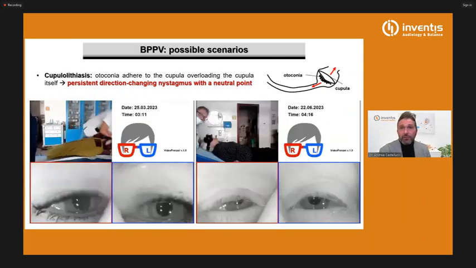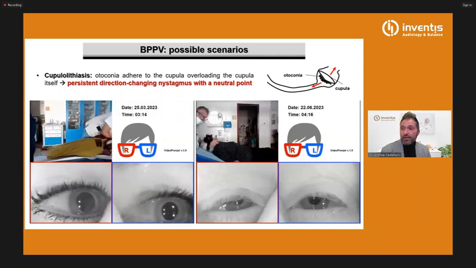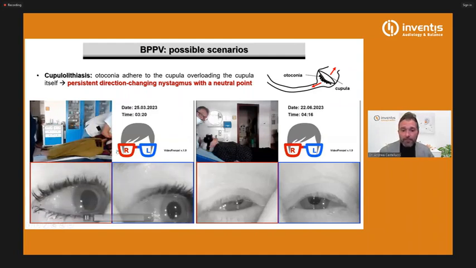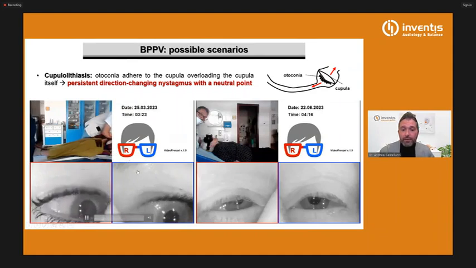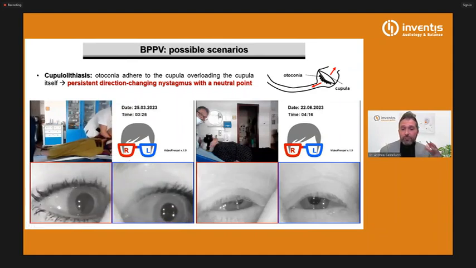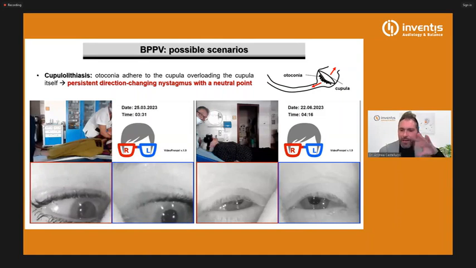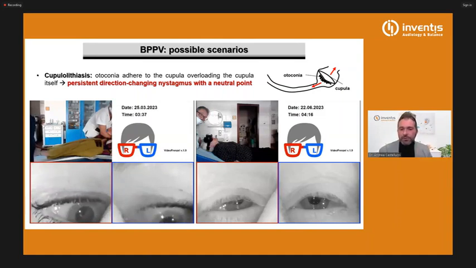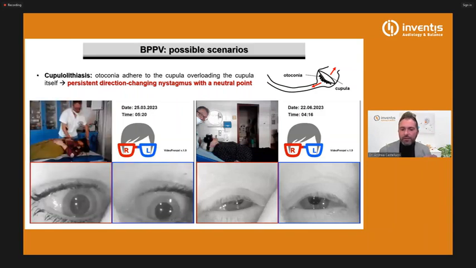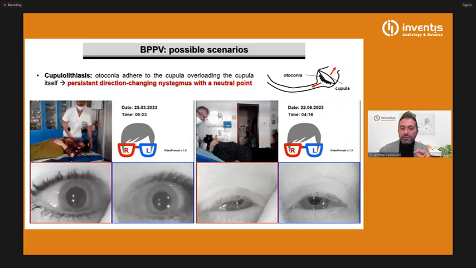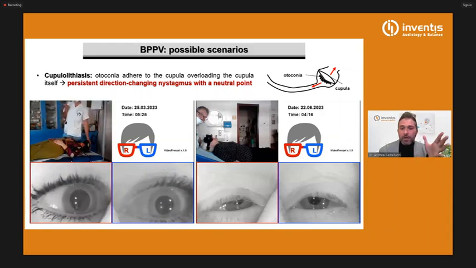Then we might have cupulolithiasis. In cupulolithiasis, we have otoconia that adhere to the cupula of the affected canal. In this case, we have a posterior canal cupulolithiasis. You can see here that we bring the patient in the whole body test, and we can see a typical persistent upbeat nystagmus with a right torsional nystagmus. So it's typical of posterior canal BPPV, but now you can see it's persistent. It lasts a lot. And we can find also a neutral point where the cupula aligns to gravity.